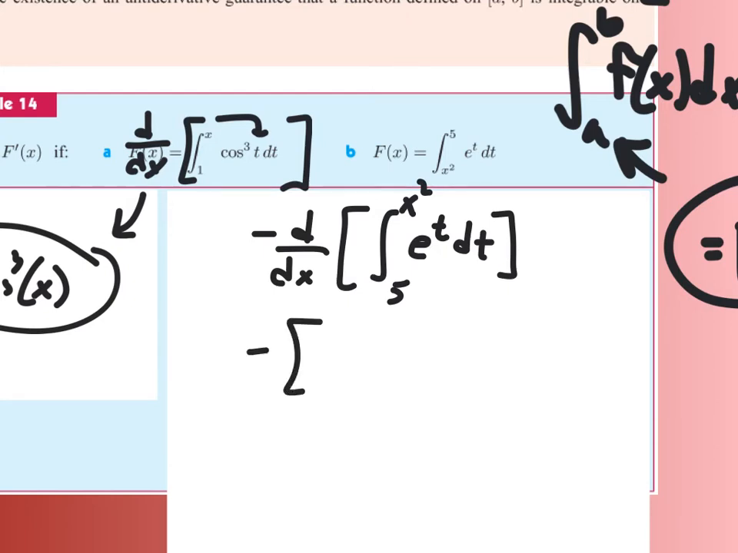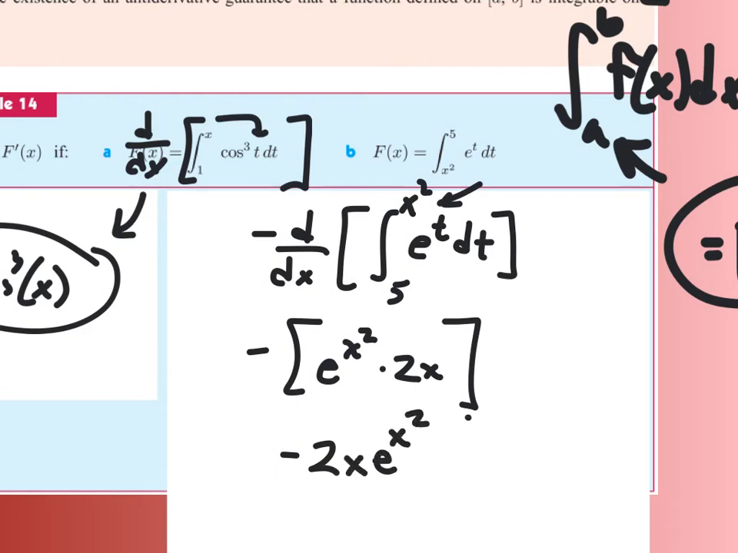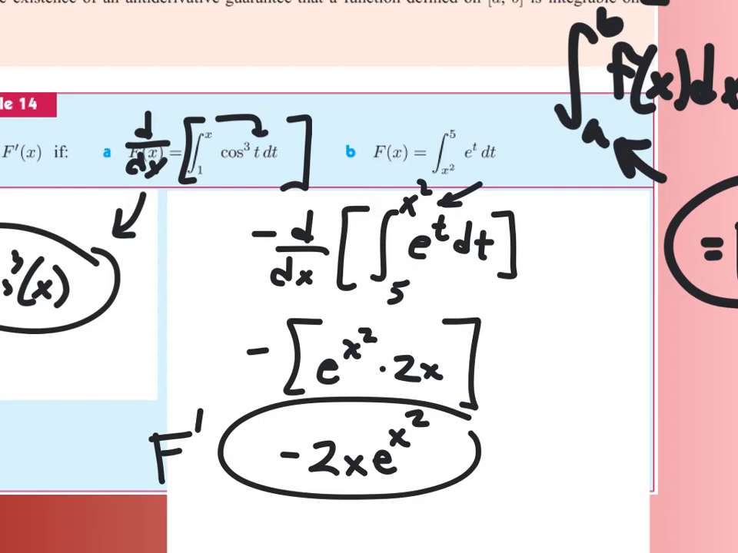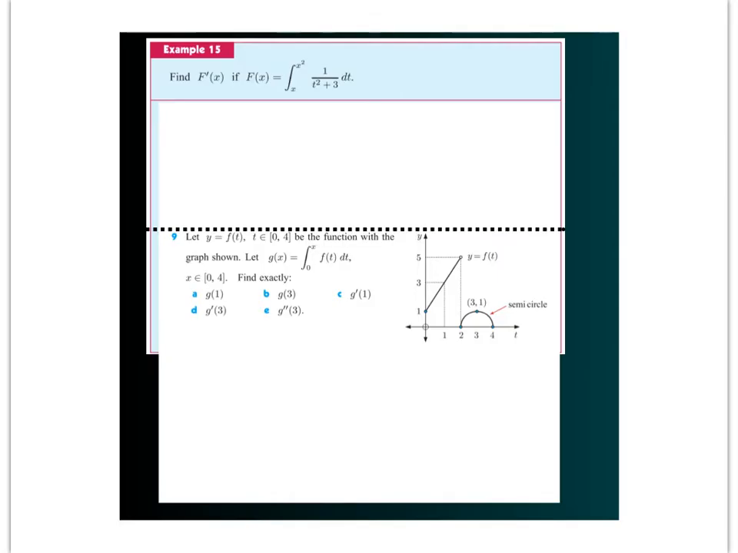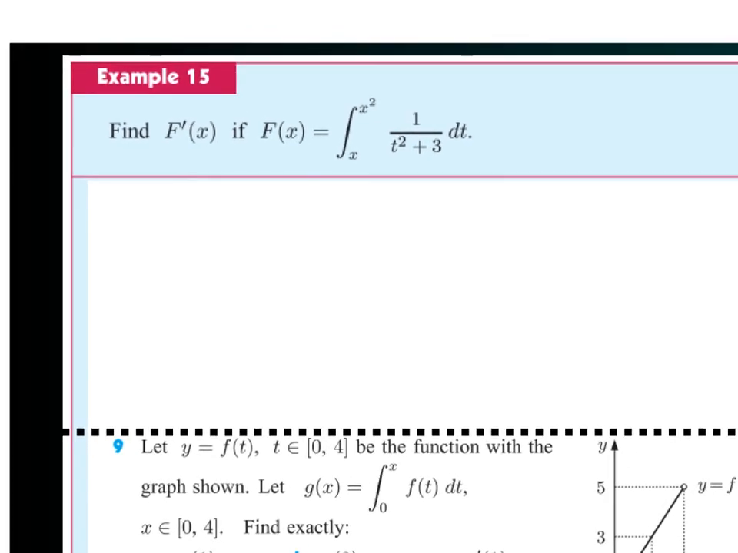Therefore, what I get is e to the x squared times 2x. Remember the chain rule here, right? If the derivative of that is something other than 1, then we've got to go with it. All right, so then I get negative 2x e to the x squared. That would be f prime of x.